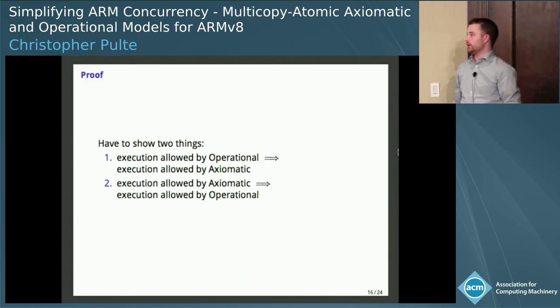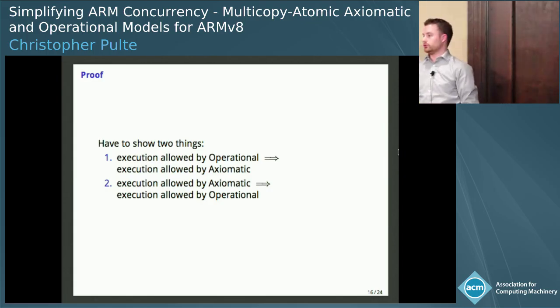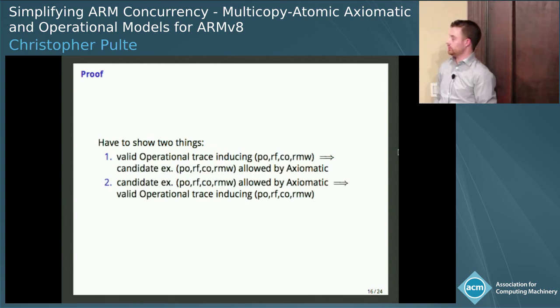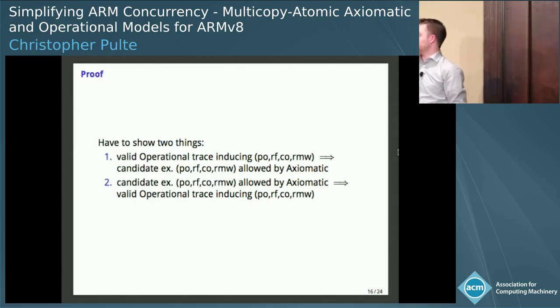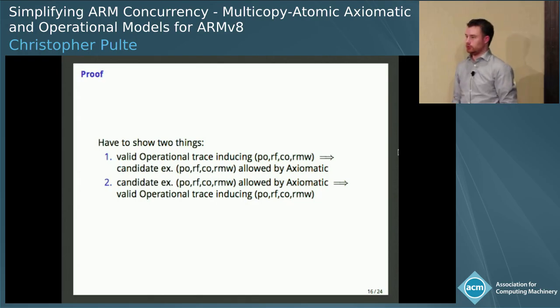Given an execution allowed by the operational model, we have to show that the axiomatic model allows it as well, and the other way around. But because they have different notions of execution, this means showing that if we have a valid operational model trace inducing a particular axiomatic model candidate execution, then this same candidate execution is accepted by the axiomatic model, and the other way around.